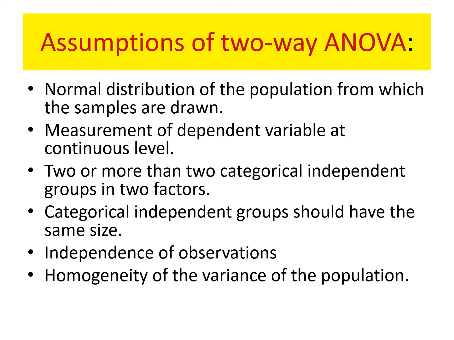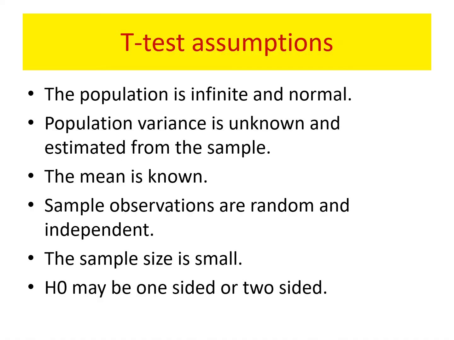In other words, you have two or more than two groups to be compared, but they have to come up with the same sample size. And independence of observation is required. Homogeneity of variance of the population is also needed.